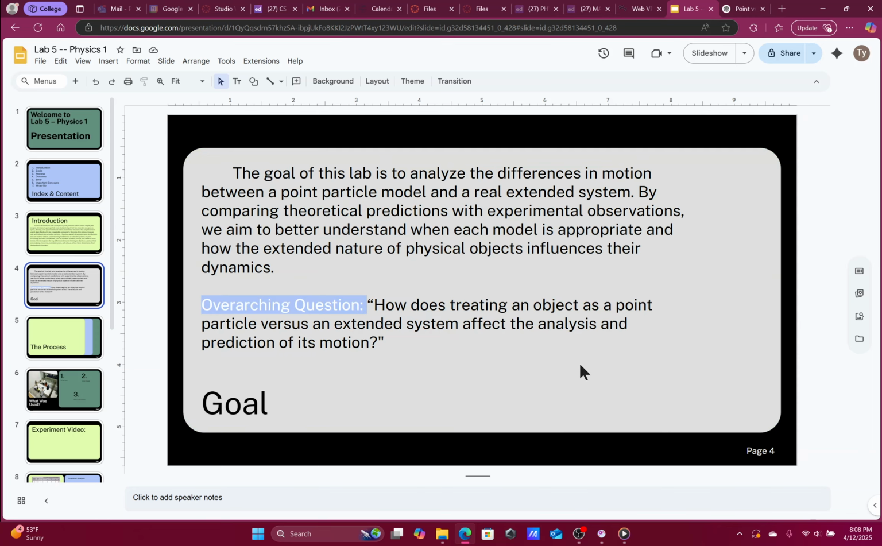Next up, the goal. The goal of this lab is to analyze the differences in motion between a point particle and a real extended system, as I previously mentioned. By comparing the theoretical predictions and experimental observations, we aim to better understand when each model is appropriate and how the extended nature of physical objects influences their dynamics. A good overarching question to sum up everything so far is: how does treating an object as a point particle versus an extended system affect the analysis and prediction of motion?